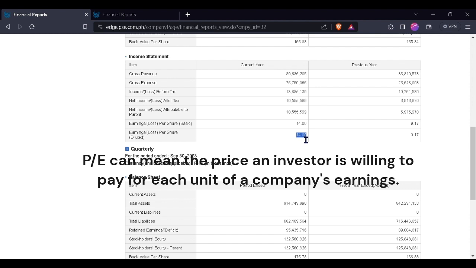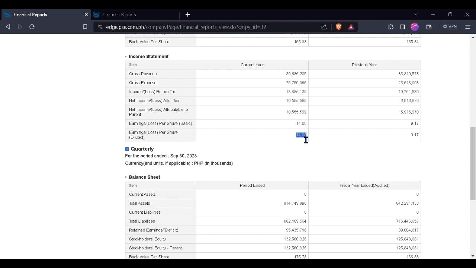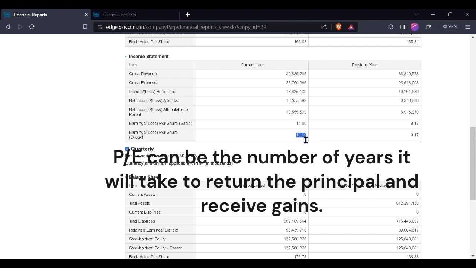So that's one way to interpret your PE ratio. The other one is basically the number of years that you will earn from your principal. The number of years it will take for your principal amount invested to earn additional money. So a PE ratio of 5.13 simply means that it will take within 5 years for your investment to grow.